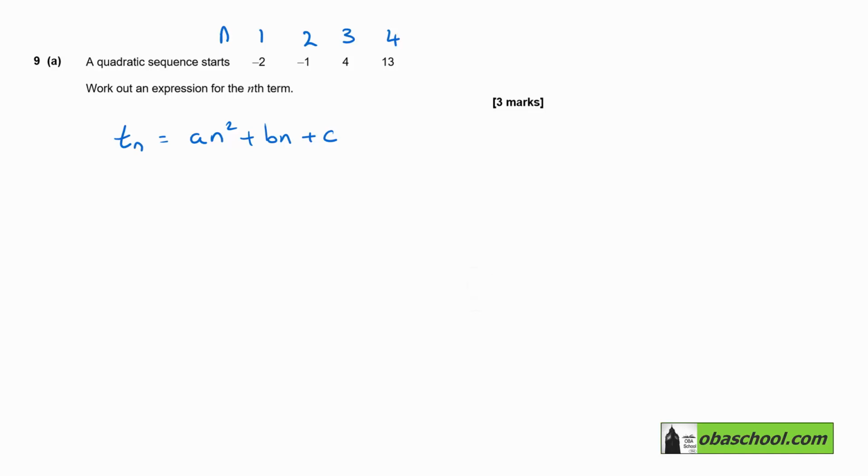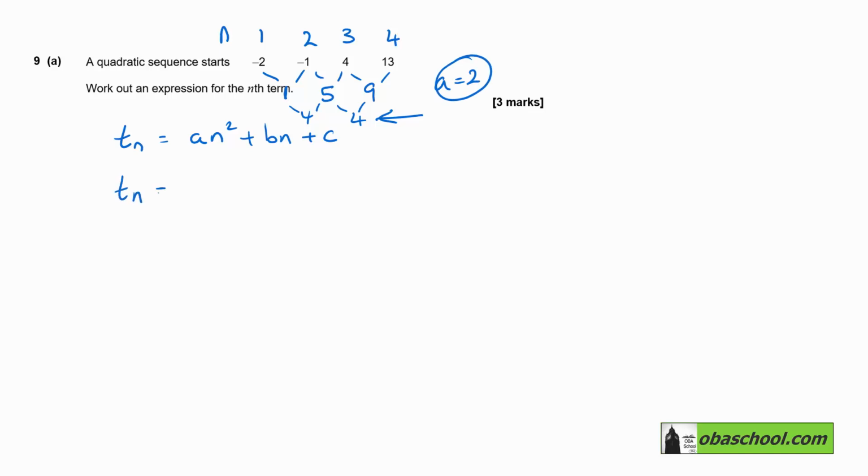Now the a we can get from differences. If we do the difference here, -1 take away -2 ends up being 1. 4 take away -1 ends up being 5. 13 take away 4 is 9. And then the second differences are going to be 4. For a quadratic sequence, we need half of that value. So we have that a is equal to 2.